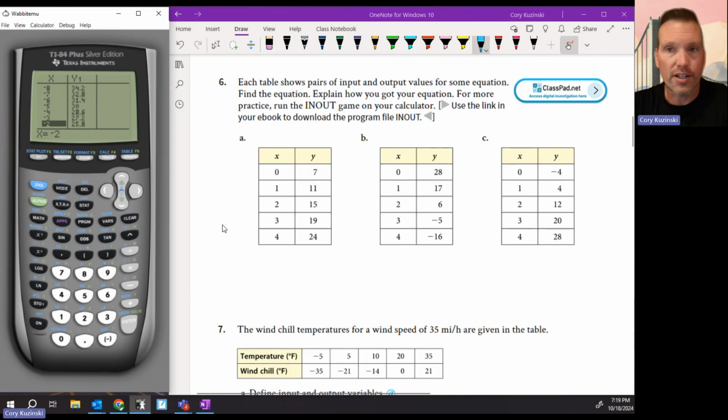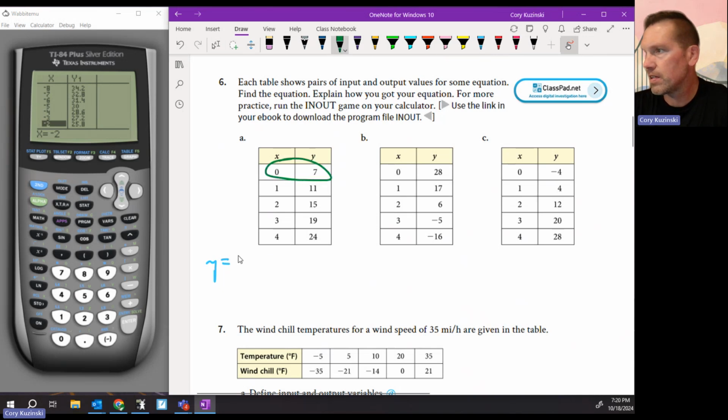Number 6, your turn. Go. Pause it. Don't worry about the in-out game on your calculator. All right, let's write these equations here. Y equals, what's my y-intercept? That is 7. What's my rate of change? That is 4. Every time x goes up 1, so we're going to write plus 4x.